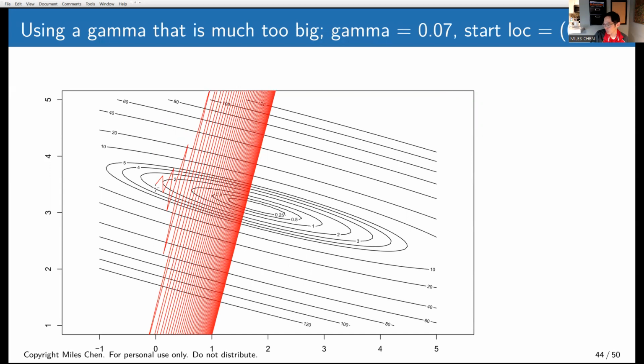Here I started over here at a different starting location, 0 for the intercept, slope of 3.5, and it just zigzags and will not converge here. So that's a problem.